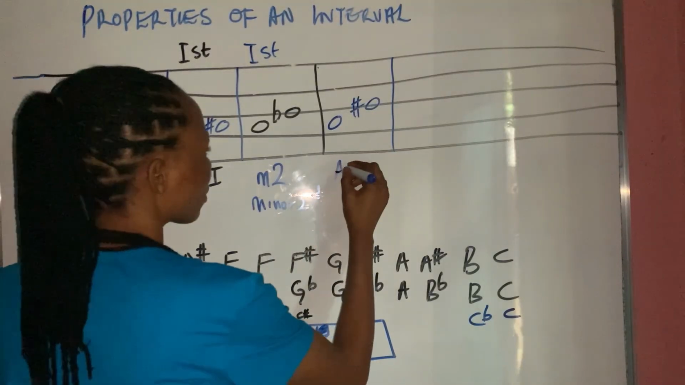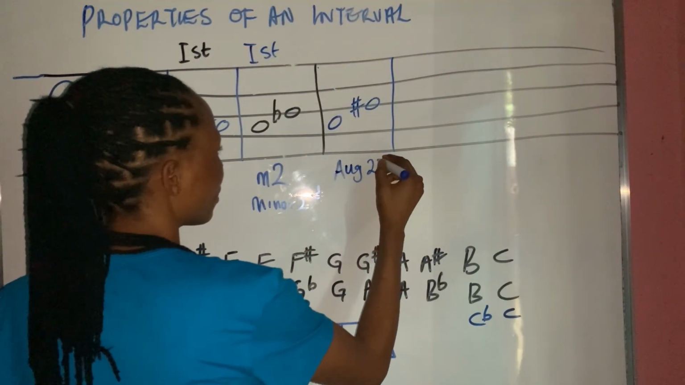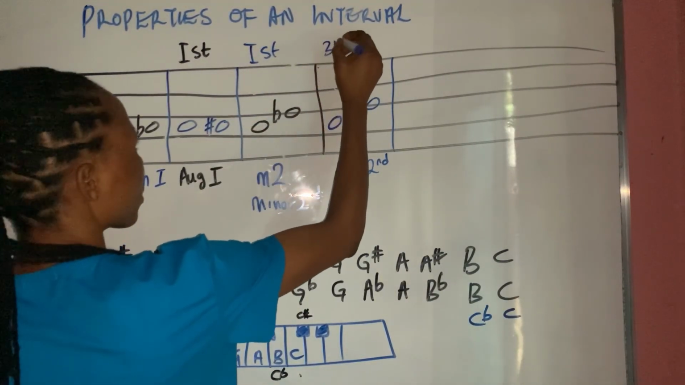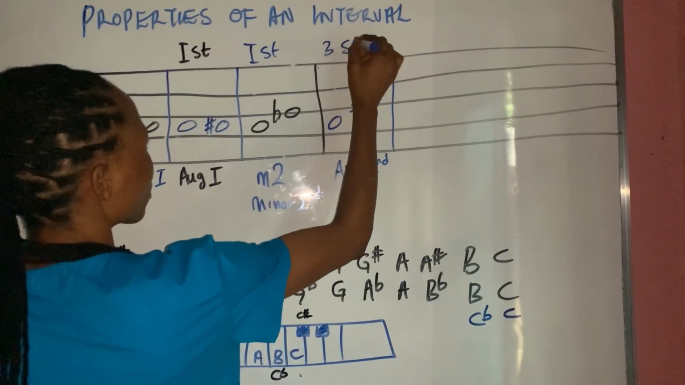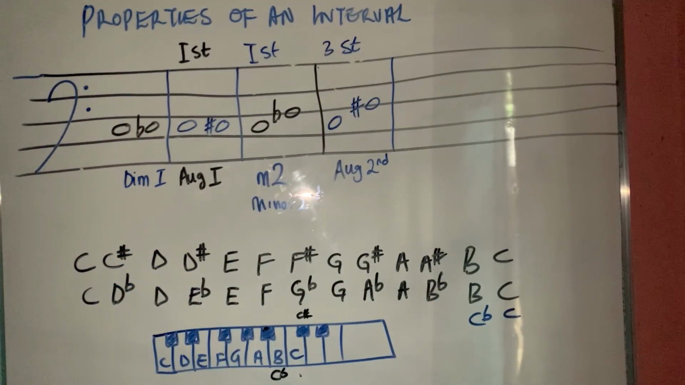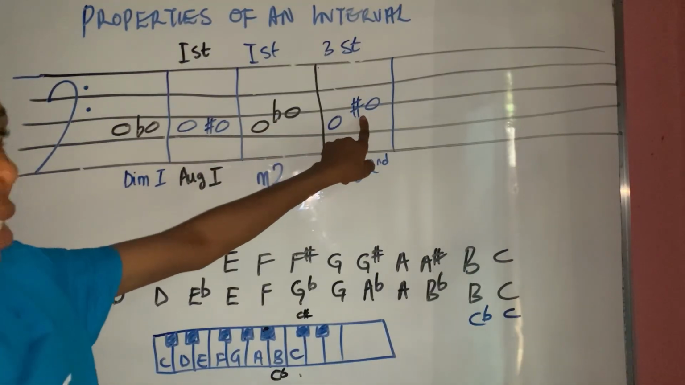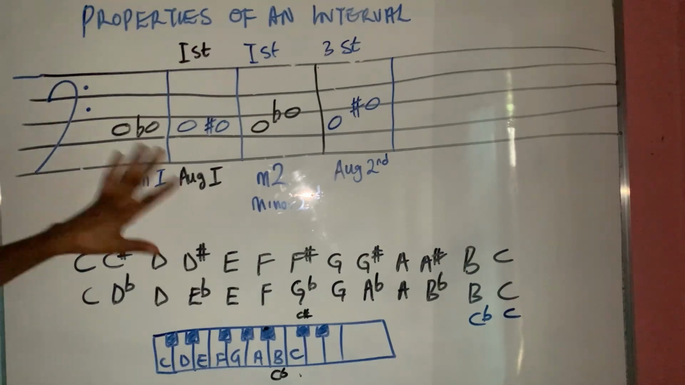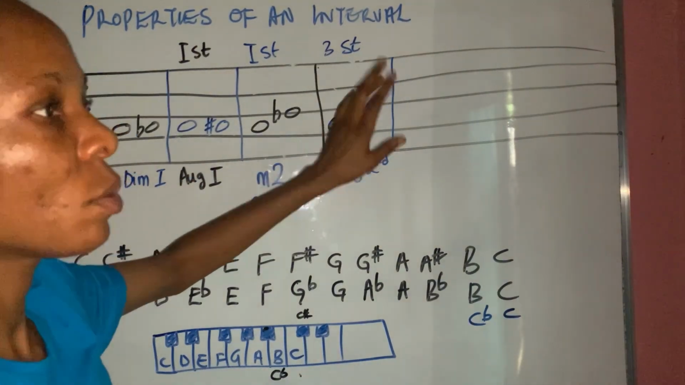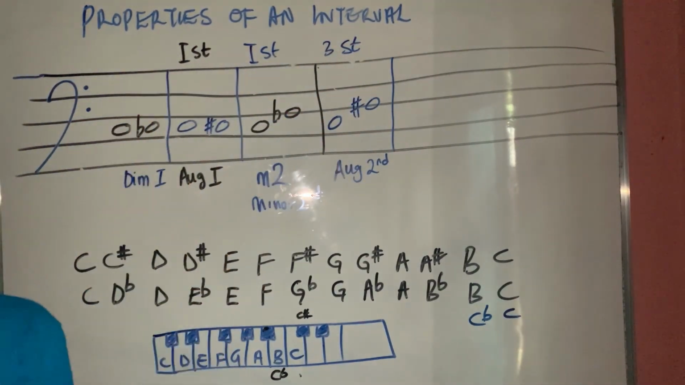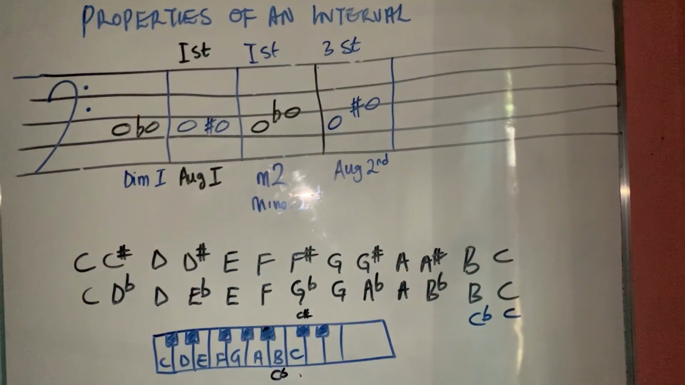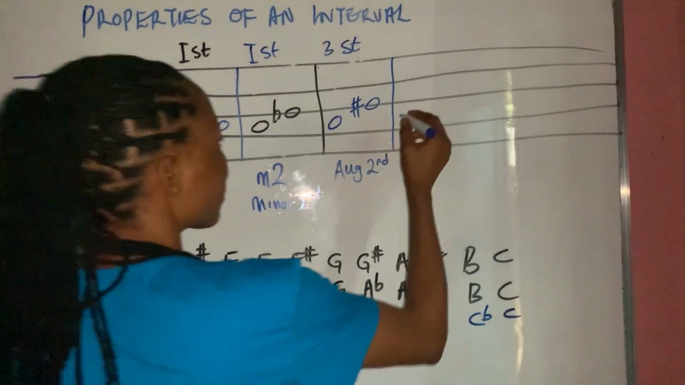Now, this is an augmented second. So an augmented second involves 3 semitones. You see, a major second was 2 semitones. Then an augmented second has to do with 3. You see, it's more than 2. 2 was major, it's more than 2 now. 3, it becomes augmented.